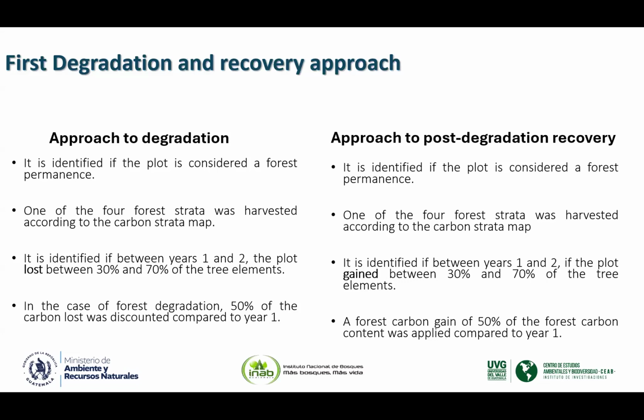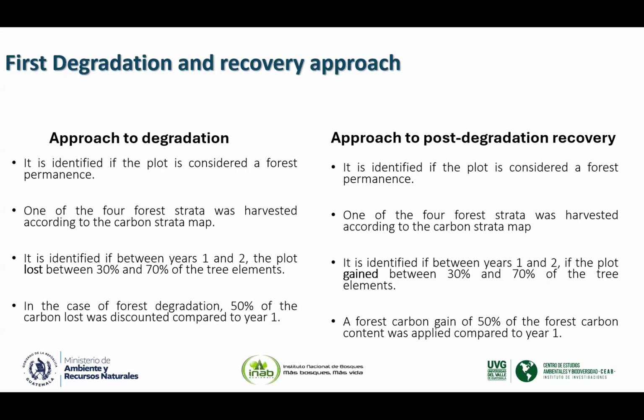In the opposite case, in the approach to post-degradation recovery, we first identify if the forest is permanent. One of the forest strata was assigned to the plot according to the carbon strata map. And in the same case, if the plot gained between 30 and 70% of the tree elements, we assign a gain of 50% of the carbon content that was applied to year one.